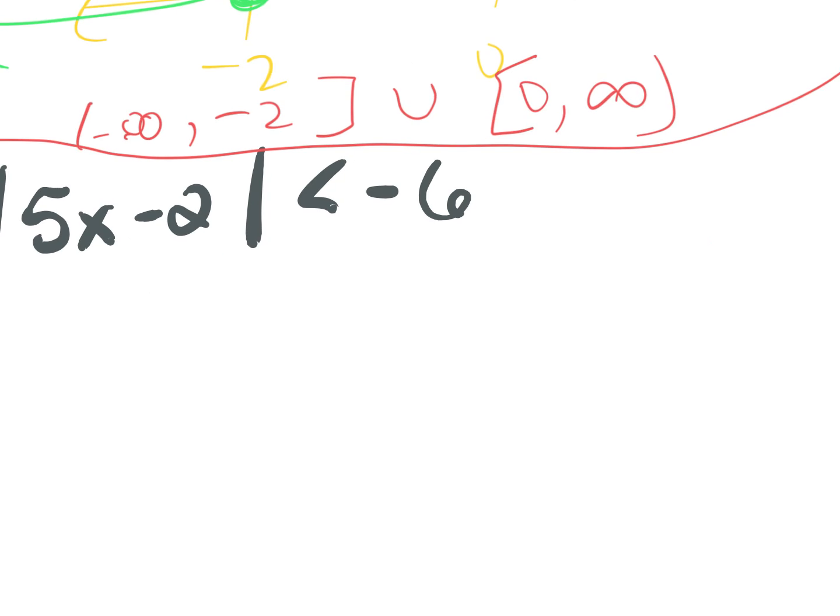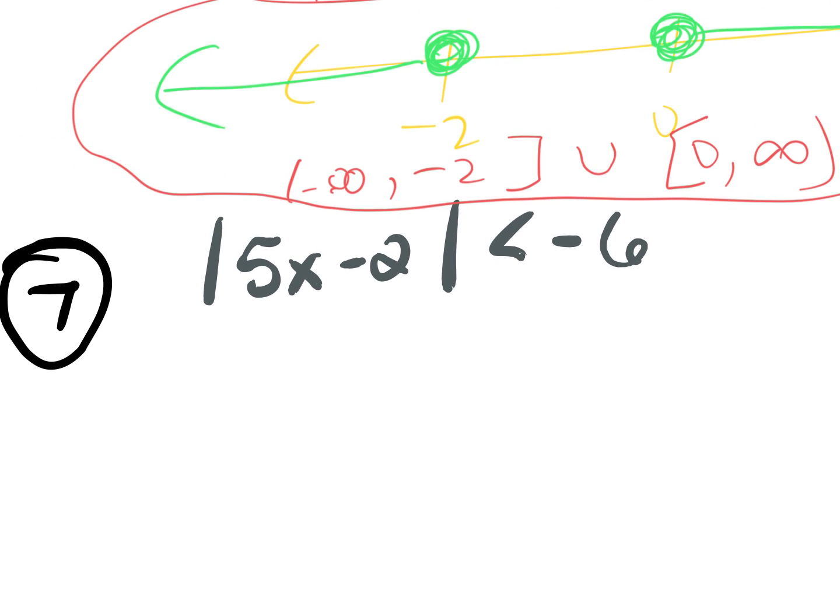All right, look at number 7. Your number 7's a little different from mine. What did I change in number 7? Okay, the sign of 6. Should be just make it negative 6. Okay, we're going to solve this the exact same way.